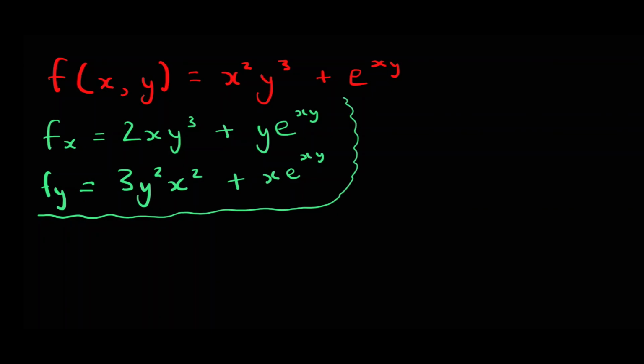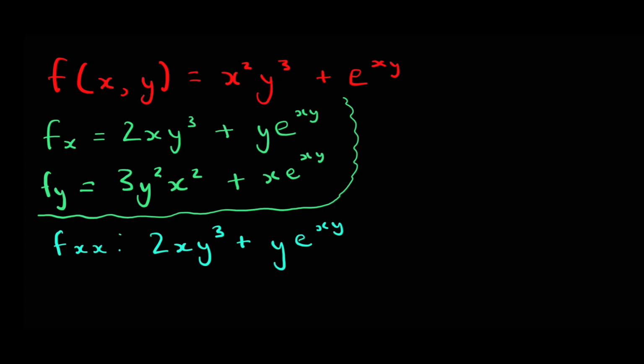Alright, now let's see if we can find all the second order partial derivatives. So let's start with f subscript xx. First we need to differentiate with respect to x, which we've already done. So that's just 2xy cubed plus y e to the power of xy. And now, to find f subscript xx, we need to differentiate with respect to x again.